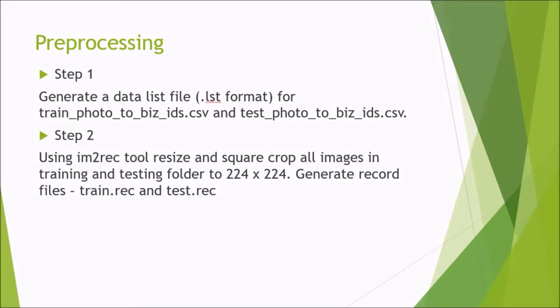So the pre-processing phase involves making the data ready to be fed to the MXNet model. In step 1, we generate the data list files for the trainphoto2bizids.csv file and testphoto2bizids.csv file. These files contain the mapping between image IDs of the training and testing photos to business IDs. Step 2 involves using the IM2Rec tool, which comes along with the MXNet installation, to resize and square crop all images in the training and testing folders to a resolution of 224 by 224. This is the size of the input image that will be fed to the MXNet model. And we store the modified images in record files, namely train.rec and test.rec.